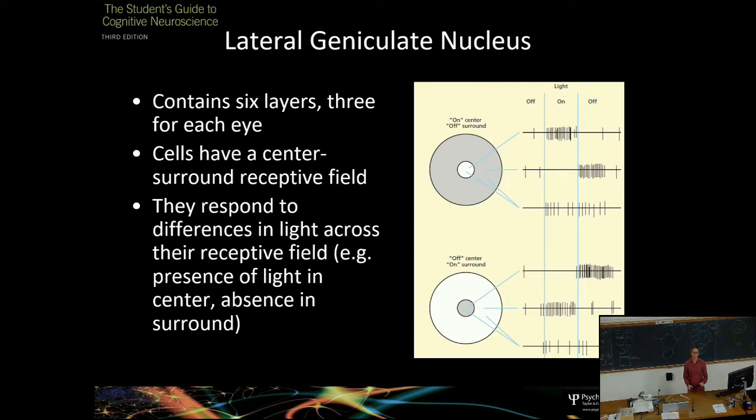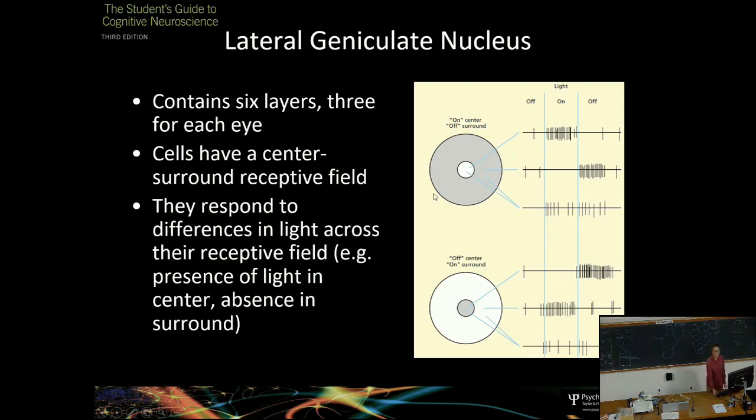So some neurons might respond to light here, some neurons might respond to light there, other neurons respond to light here, and so on. And within that region that they respond to with light, they might have particular characteristics. So it might respond just to light in the center, but not in the surround. And that's kind of what you have here.